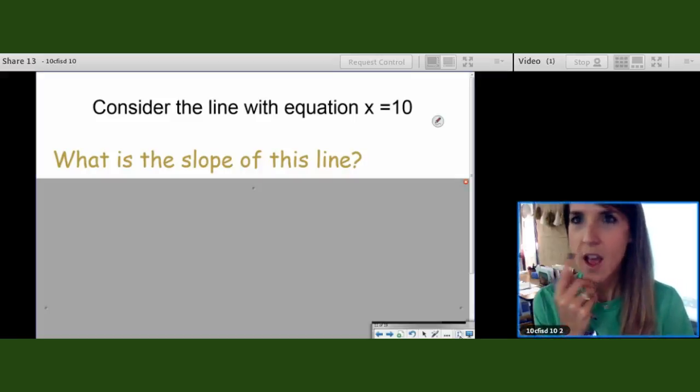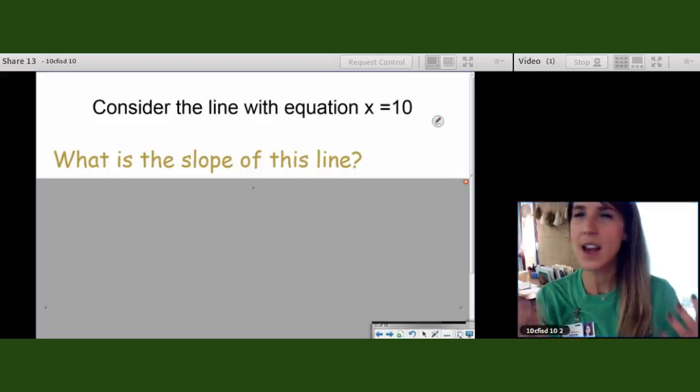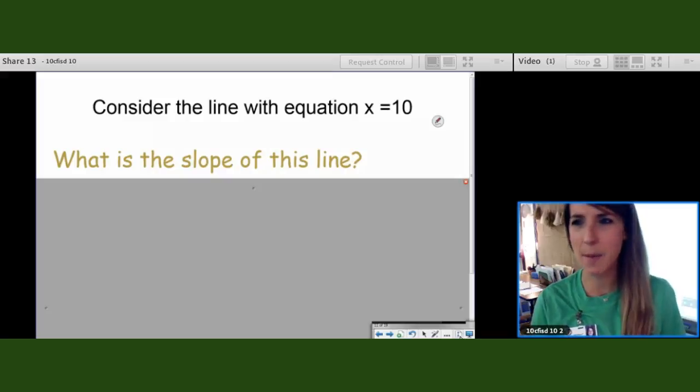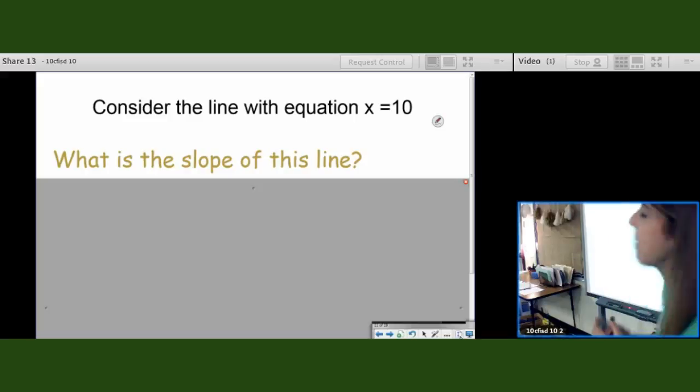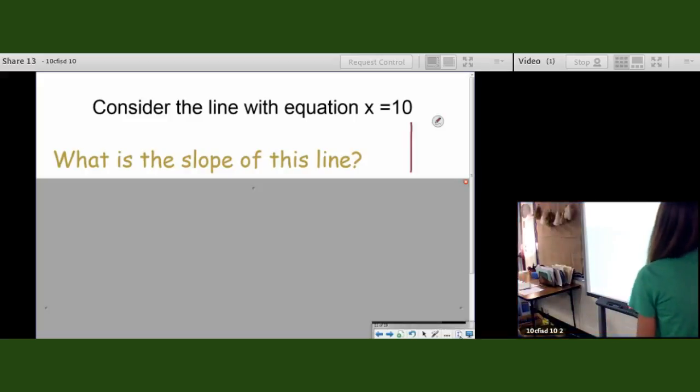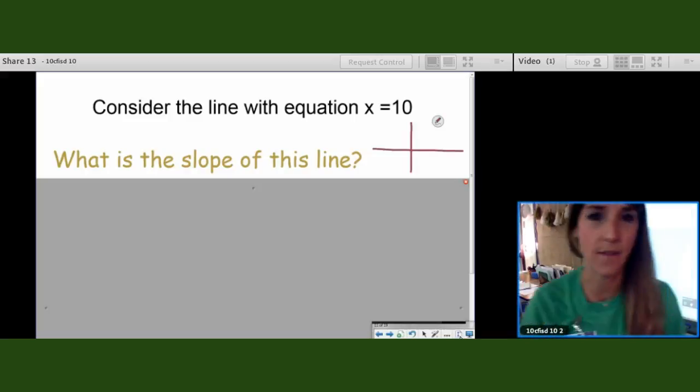X equals 10. I can't visualize that. And I know I can't plug it into my calculator. I can't plug that into y equals because it's x equals. So I better graph it. When you can't visualize what's going on, you graph it.